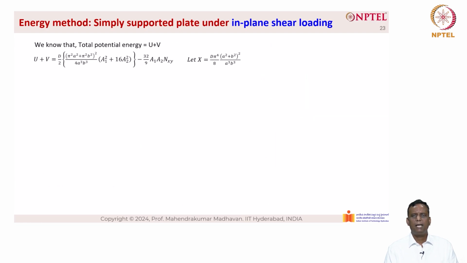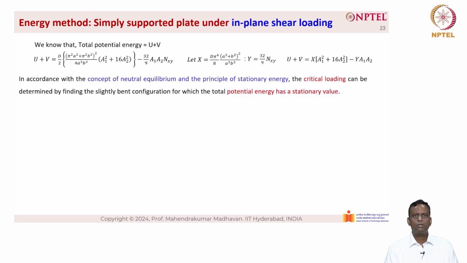Now, let x equal to pi power 4 D by 8 into a square plus b square, the whole square, divided by a cube b cube, and y equal to 32 by 9 into Nxy. So, we can simplify this further. We have U plus V equal to x into a1 square plus 16a2 square minus y into a1 into a2. In accordance with the concept of neutral equilibrium and the principle of stationary potential energy, the critical loading can be determined by finding the slightly bent configuration for which the total potential energy has a stationary value.